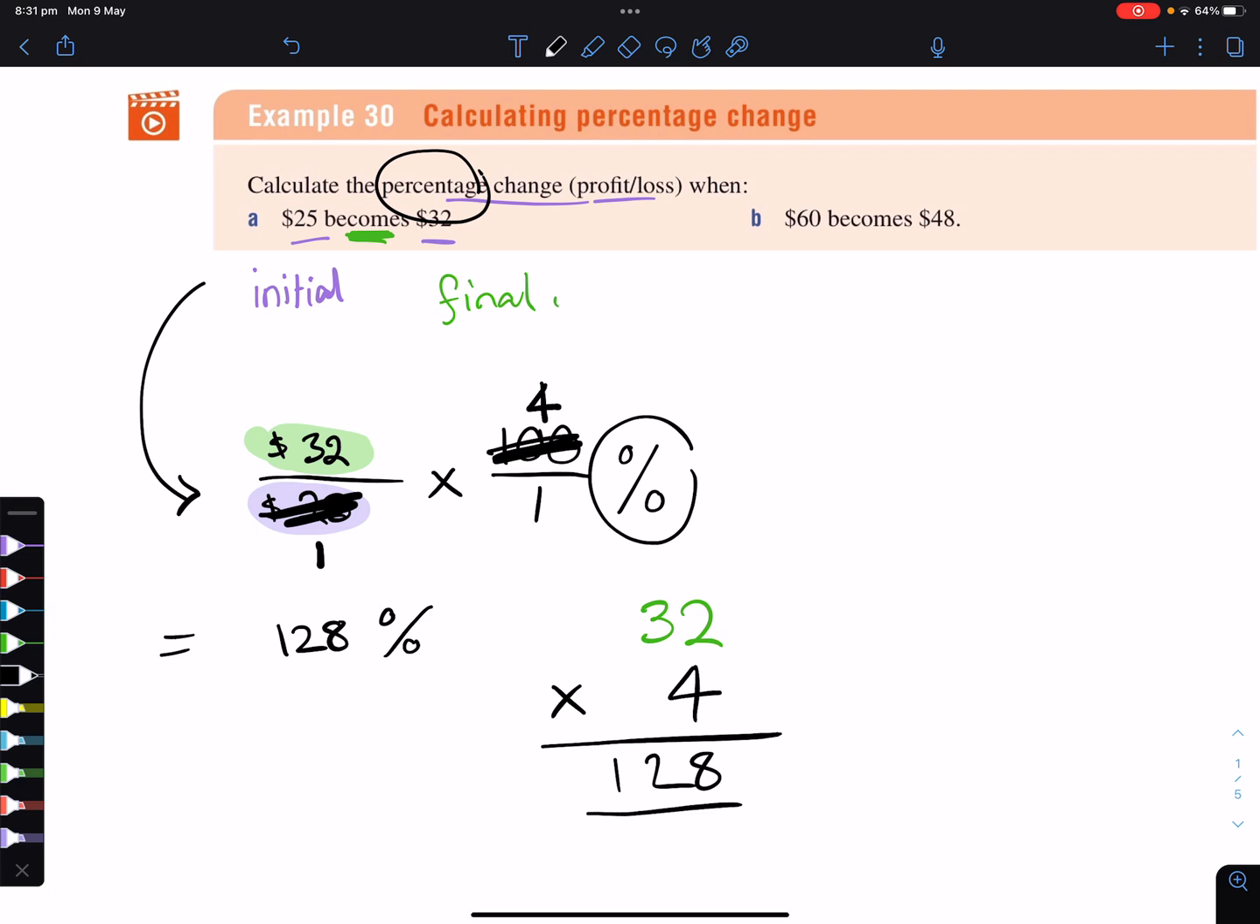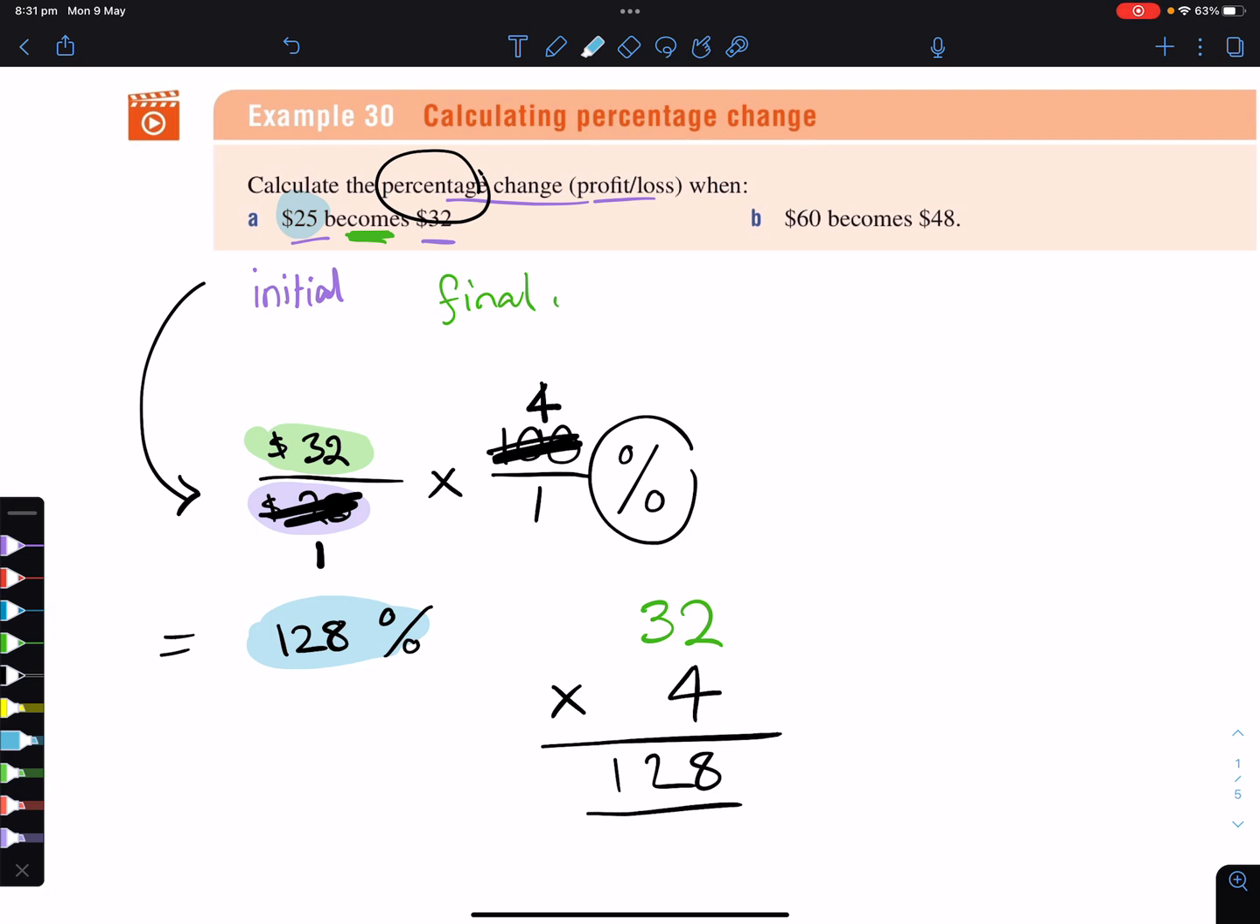There it is. So the answer is 128%. Does that make sense? Have we got a final price that's 128% of the original, which is the initial? And I think that's about right. It seems to line up.